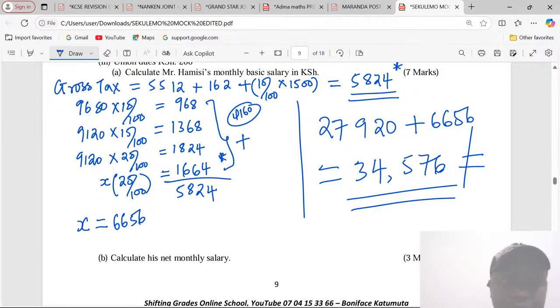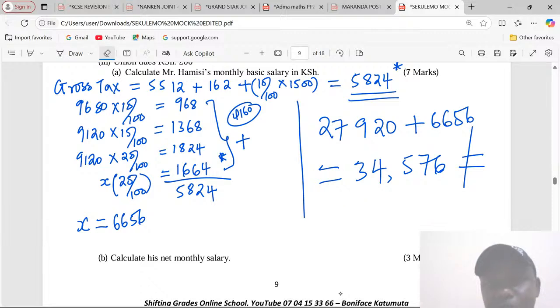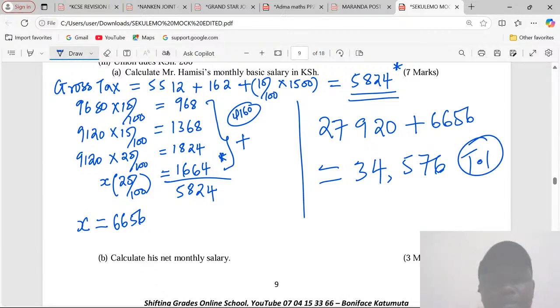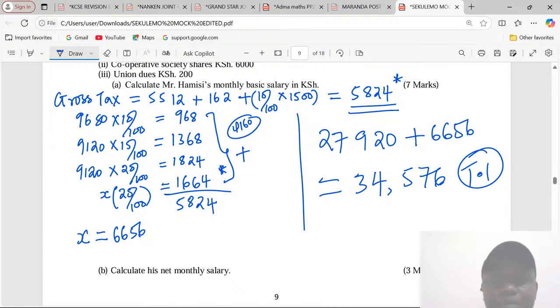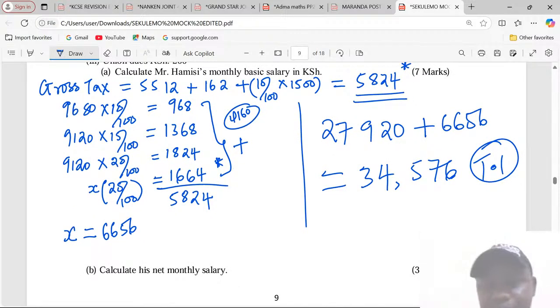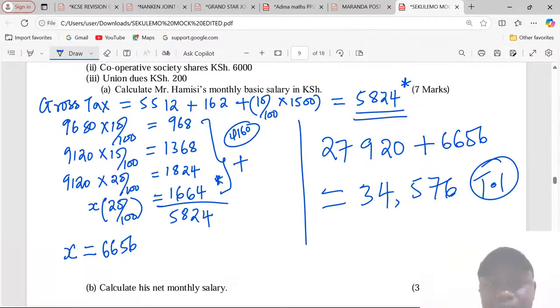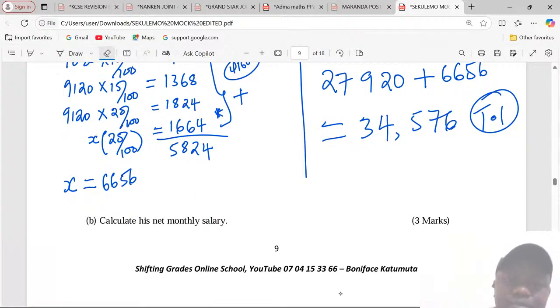Sorry, we are still continuing. This is the taxable income now. I think people should know what we have gotten. What we were determining is the taxable income for Mr. Amisi. Now that we got the taxable income, what next? We need to know how we get taxable income.